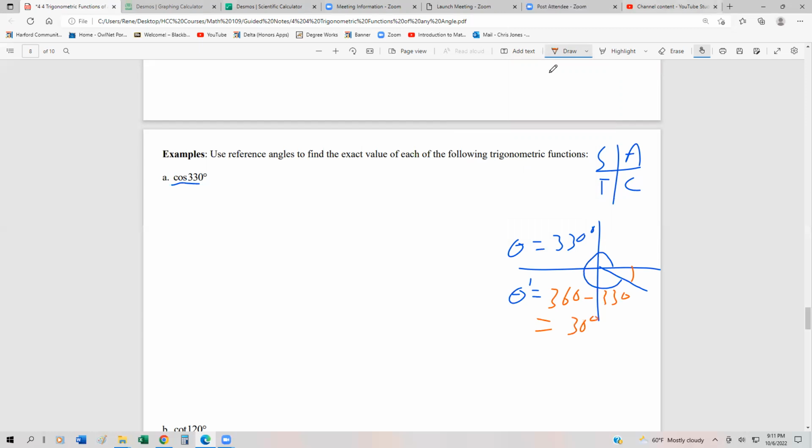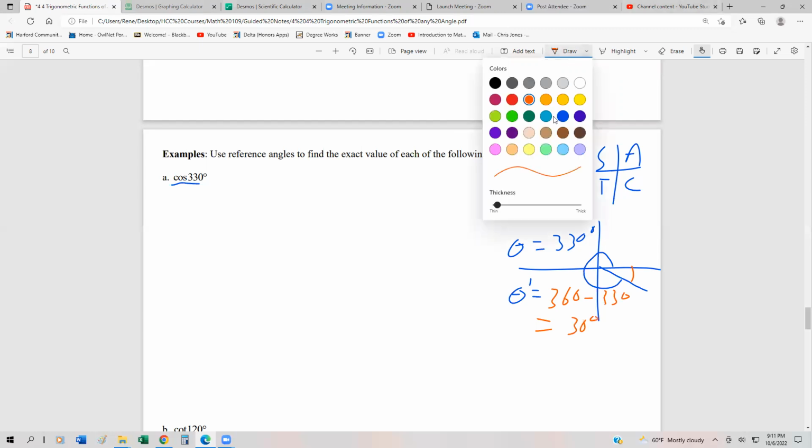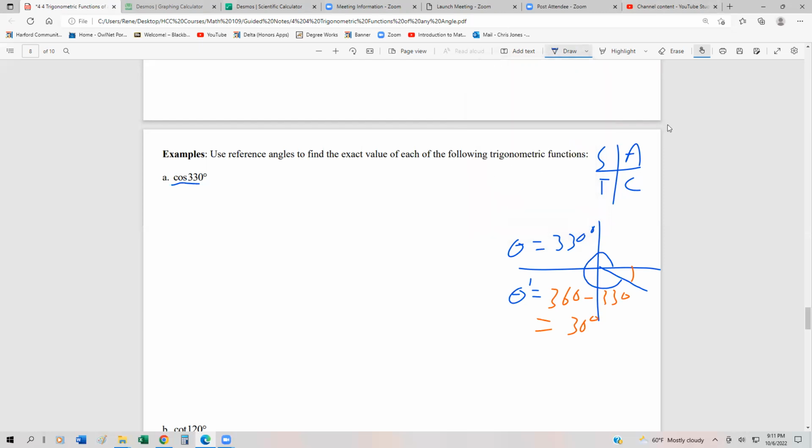What that means is that the cosine of 330 is really either plus or minus the cosine of 30 degrees. And that's where we go back into that table and remember that the cosine of 30 degrees, from the table, is going to be the square root of 3 over 2. So this is going to be plus or minus root 3 over 2.